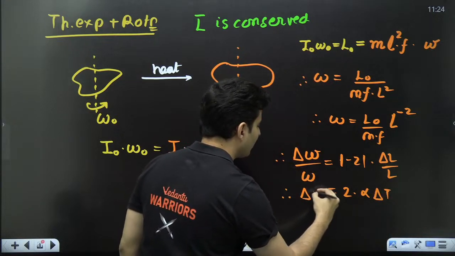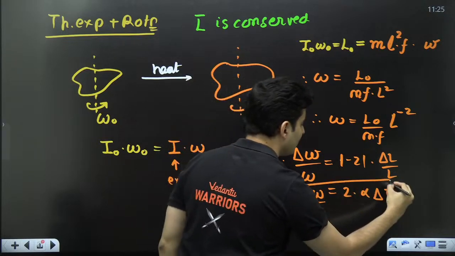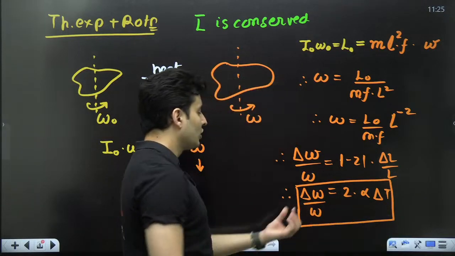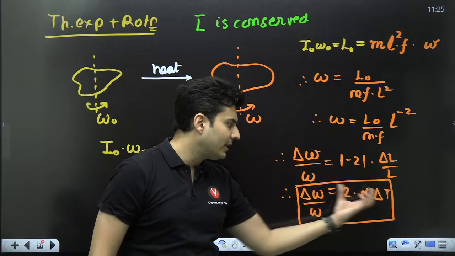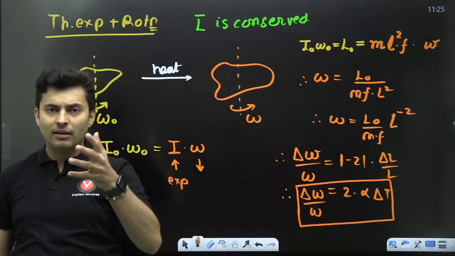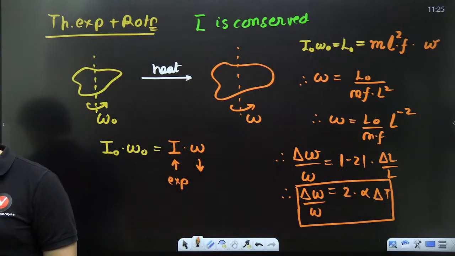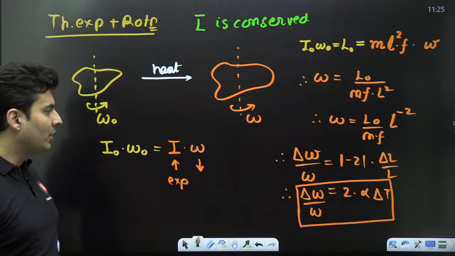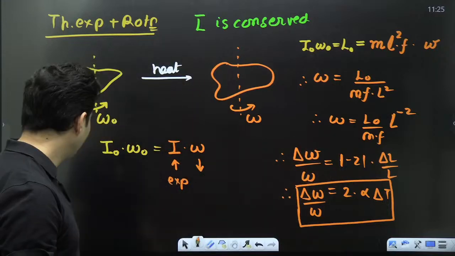So this is the relative change in the omega. This is your relative change in the omega kind of question. So if you want to find the change and you know the original, 2 times alpha delta t will be the relative change. A very important kind of question. Yes, everyone? How many of you loved this? Yep. So delta L by L will be just alpha delta t.